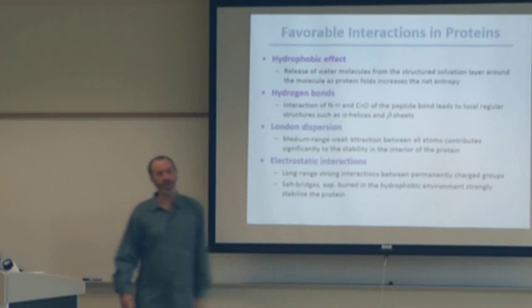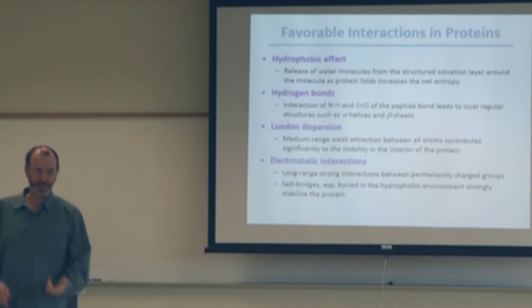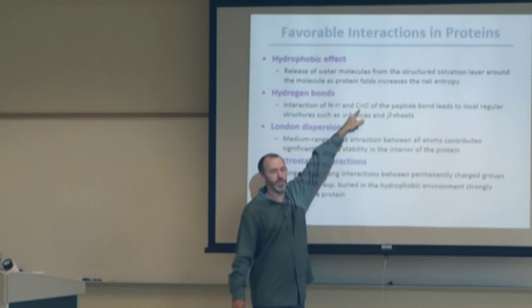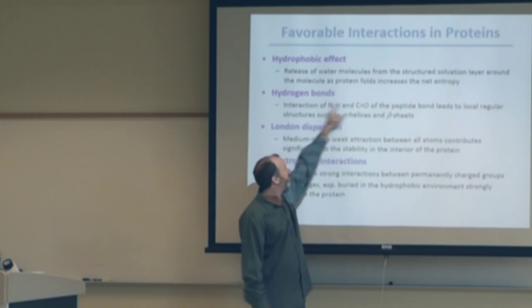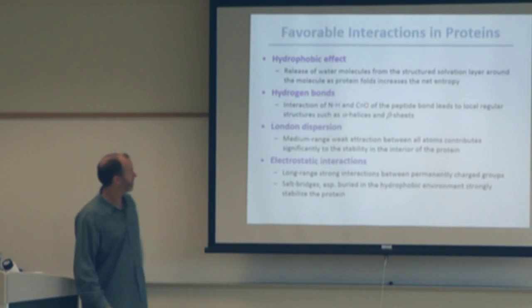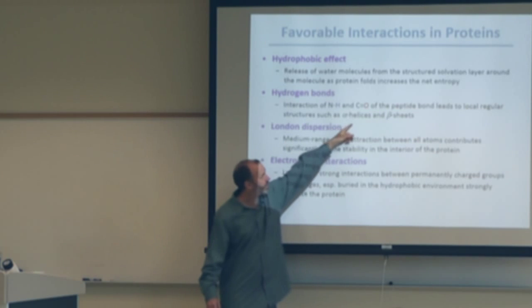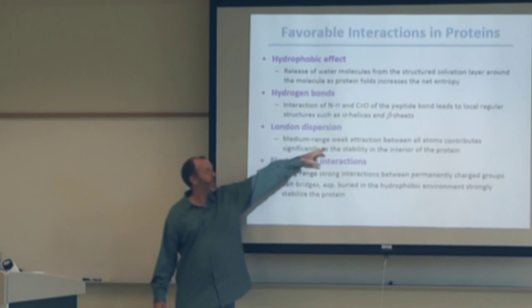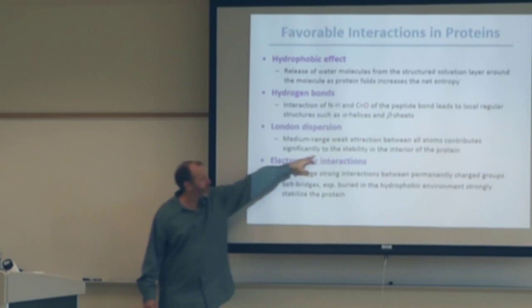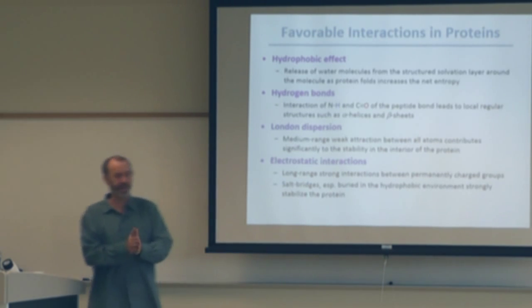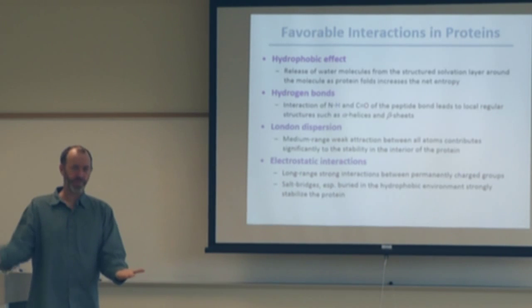Hydrogen bonds, you get a lot of hydrogen bonding in protein structure. We're going to see the secondary structure is all hydrogen bonding along the main chain. The carbonyl and the nitrogen form hydrogen bonds between each other, and that's one of the favorable main features of alpha helices and beta sheets, which is secondary structure. London dispersion: medium range, weak attraction between all atoms contributes significantly to the stability of the interior of the protein. You'll get a lot of that. The aromatic amino acids, anybody remember what those were called?